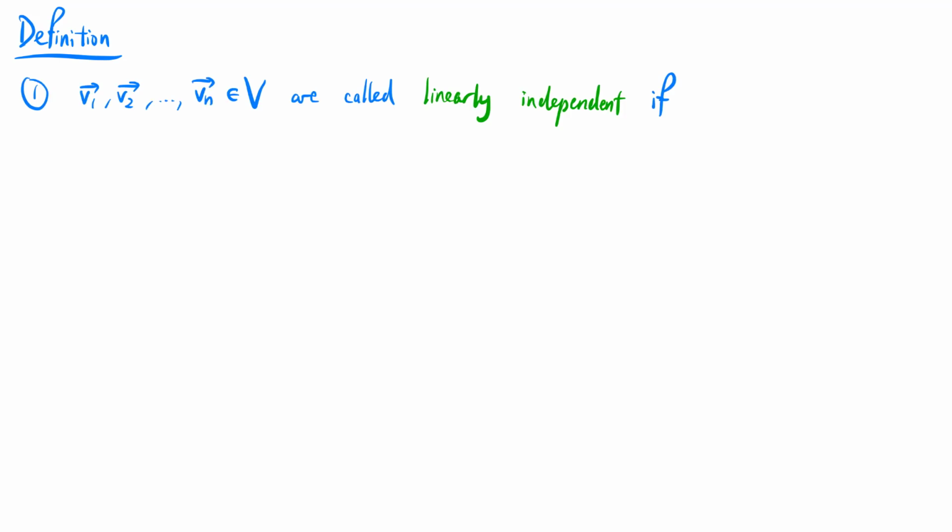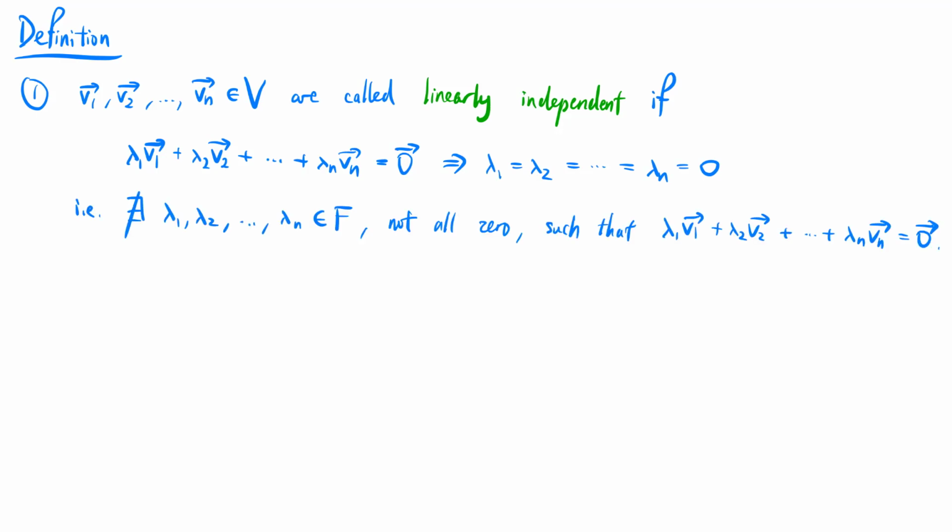Now let's define linear independence. v1, v2 up to vn in V are called linearly independent if lambda1 times v1 plus lambda2 times v2 plus up to lambda(n) times vn equals 0, implies that lambda1, lambda2 up to lambda(n) are all 0. In other words, there does not exist lambda1, lambda2 up to lambda(n) in F which are not all 0, such that lambda1 times v1 plus lambda2 times v2 plus up to lambda(n) times vn equals 0. In other words, there is no linear combination of v1, v2 up to vn which gives the 0 vector, except the case when all scalars are equal to 0.